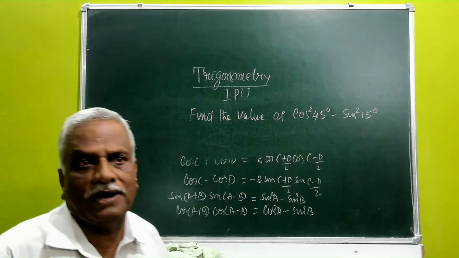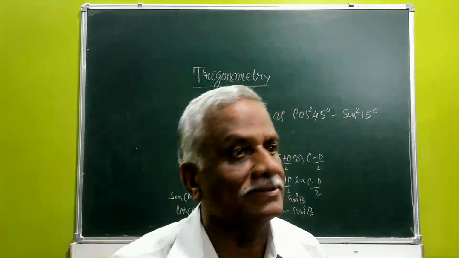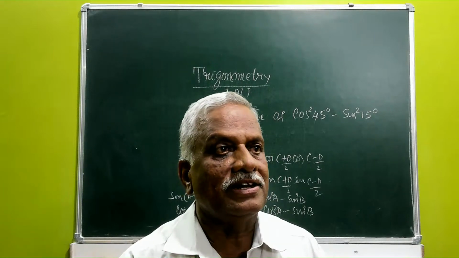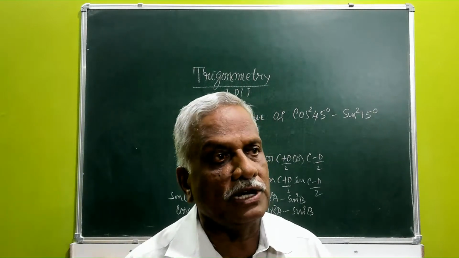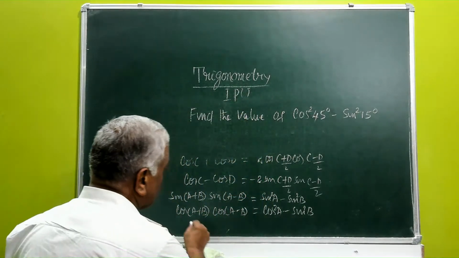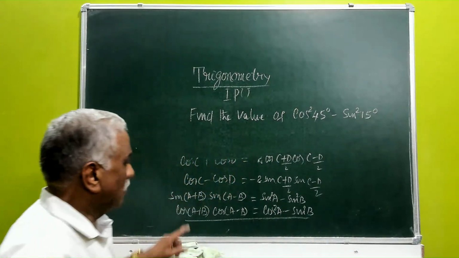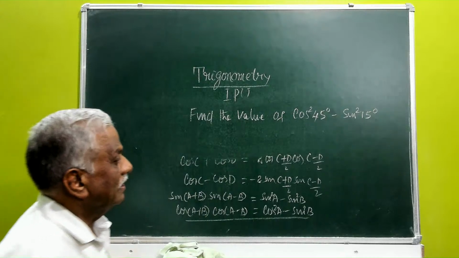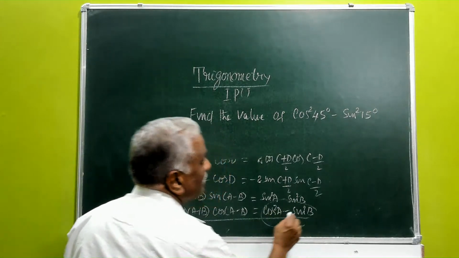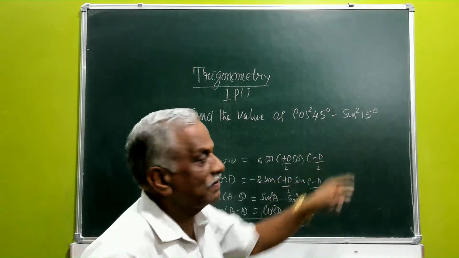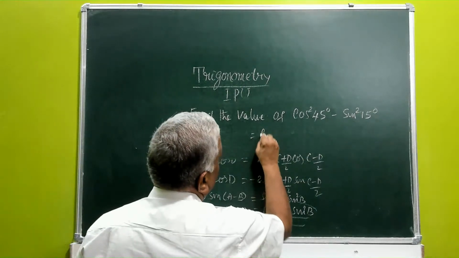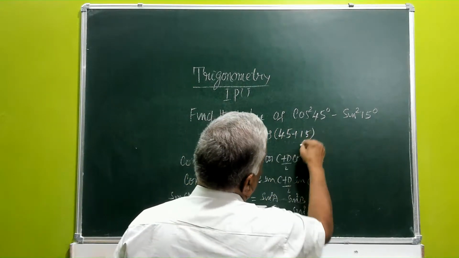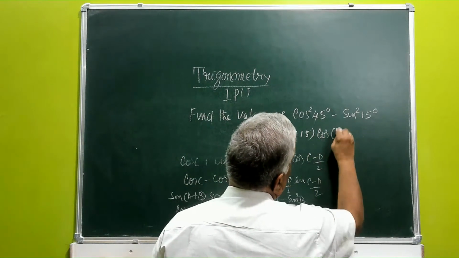See, formulas play a very important role in trigonometry. Not only trigonometry, formulas are required for integration, differentiation, totally for calculus. So if you remember this formula, cos of A plus B into cos of A minus B is cos square A minus sin square B. Now they have given cos square A minus sin square B. So this must be equal to cos of A plus B into cos of A minus B.